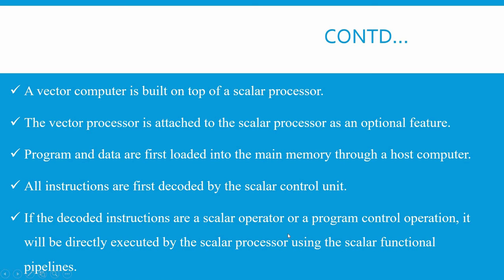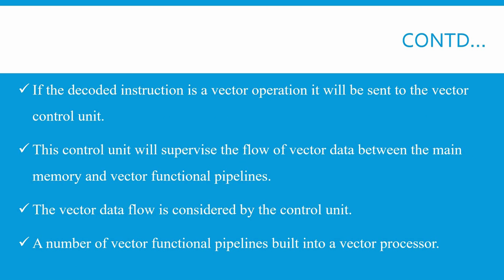If the decoded instructions are scalar operations or program control operations, it will be directly executed by the scalar processor using the scalar functional pipelines. Program control operations mean jump statements, loops, and any other program control statements included in this type.